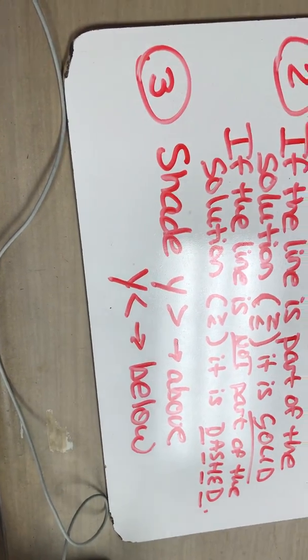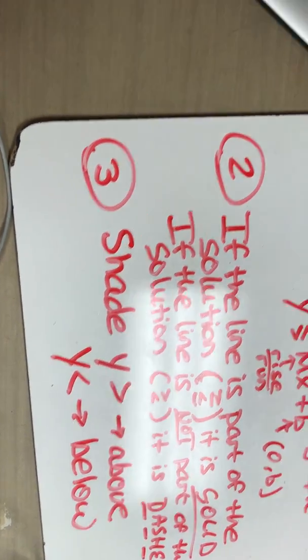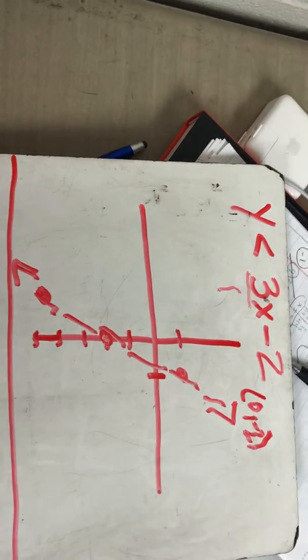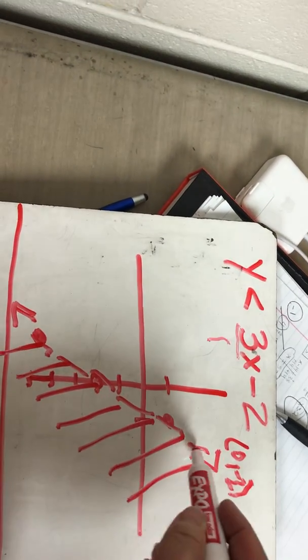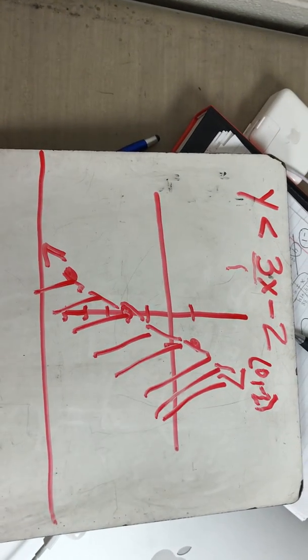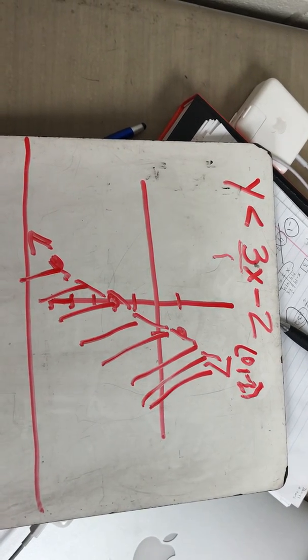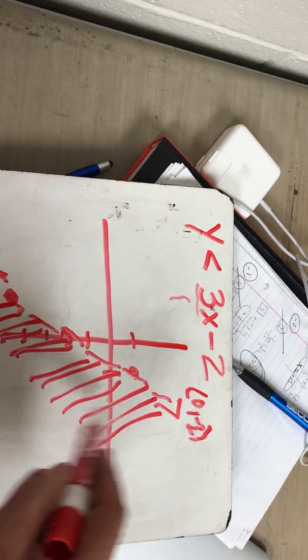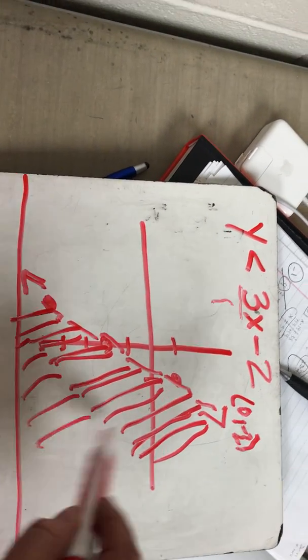Now step 3, I need to shade above if it's greater than and below if it's less than. So my example problem, y is less than that line. So I go to my line and I shade below it. That's it. That is my solution. The solution to y is less than 3x minus 2 is every single ordered pair in this shaded area, which, because it's an inequality, goes on forever. All of these numbers.